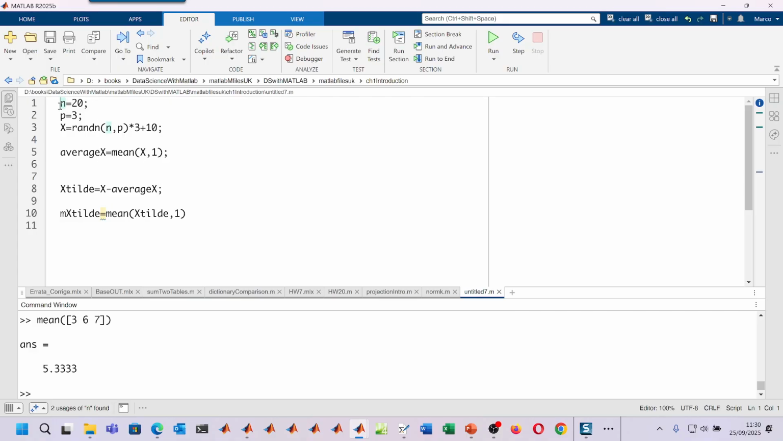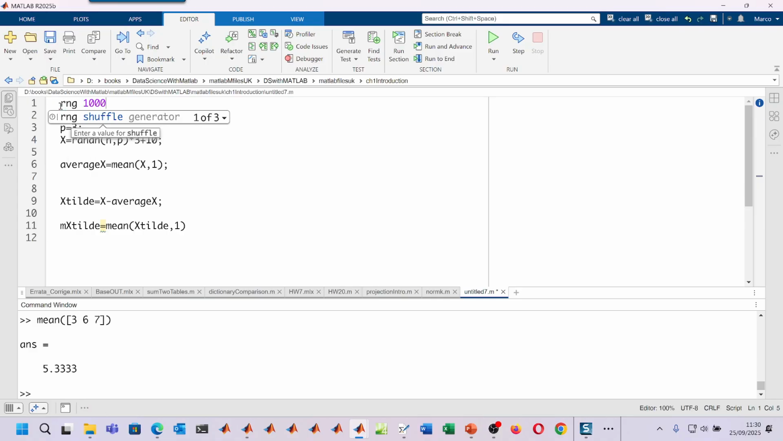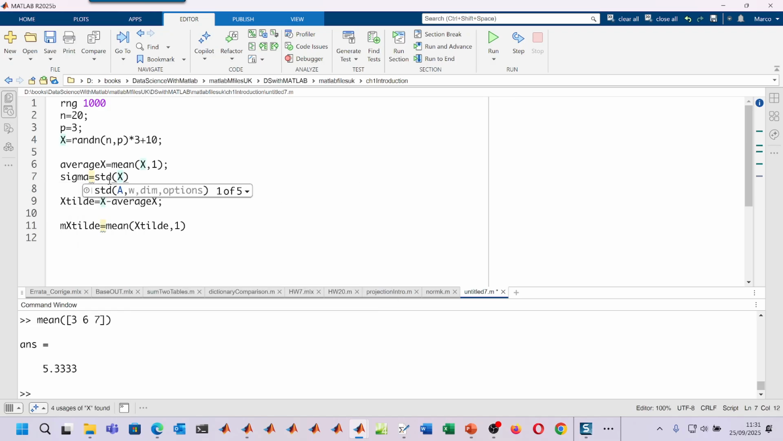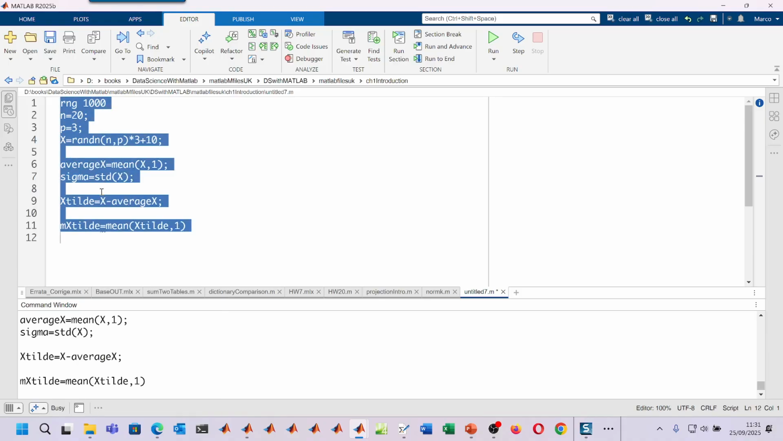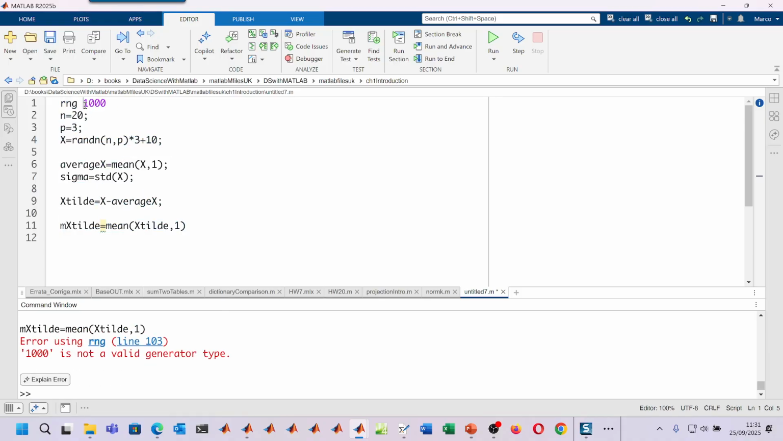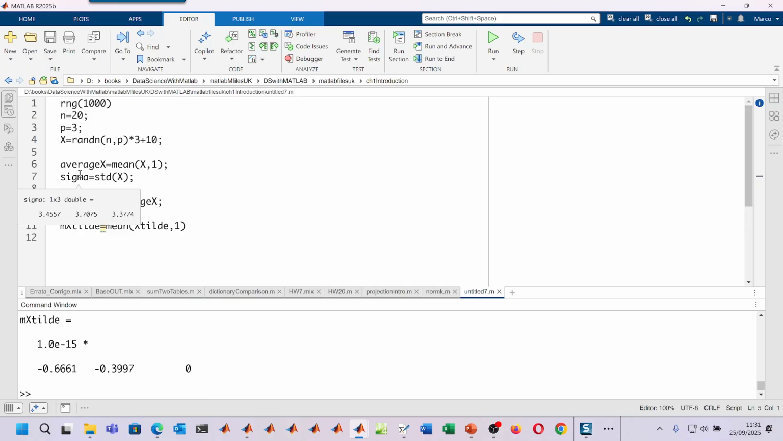Now let us put a random seed so that the numbers will always be the same. Now, this is a standard deviation, for example, sigma equal std of x. This is the syntax. These are the standard deviations of the original columns, right?